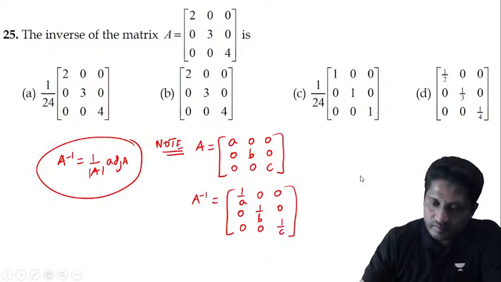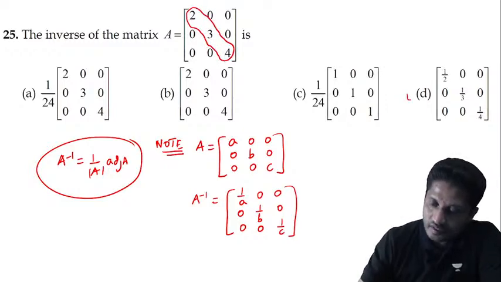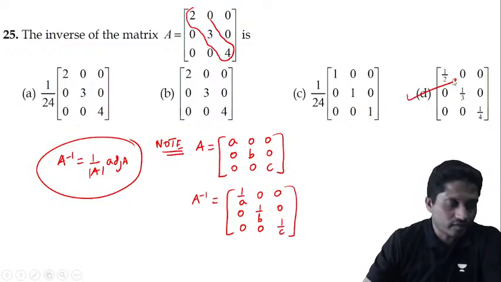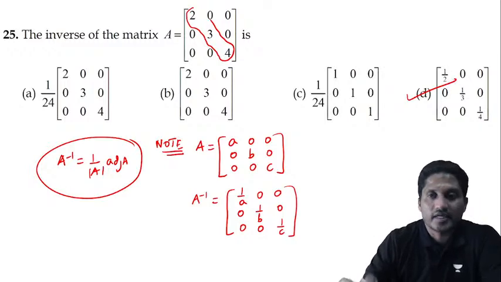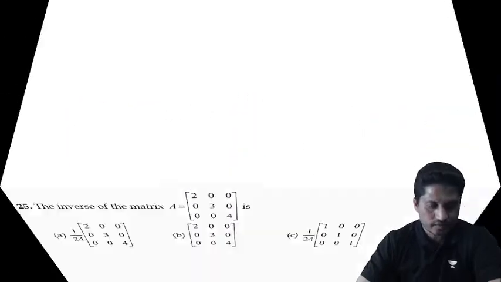Right, now this A inverse, where the matrix is 2, 3, 4, so the principal diagonal becomes 1 by 2, 1 by 3, 1 by 4. That is the answer. Right, the answer is option D. Let's move to the next question.